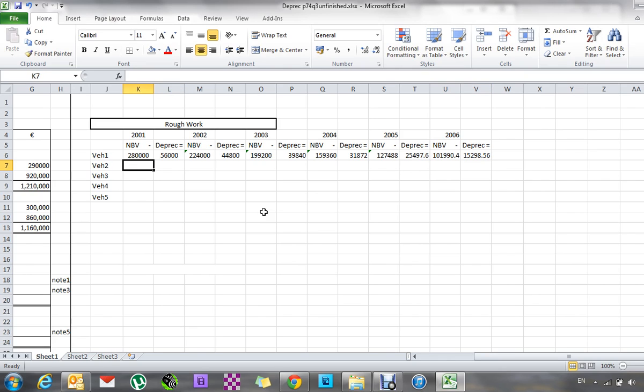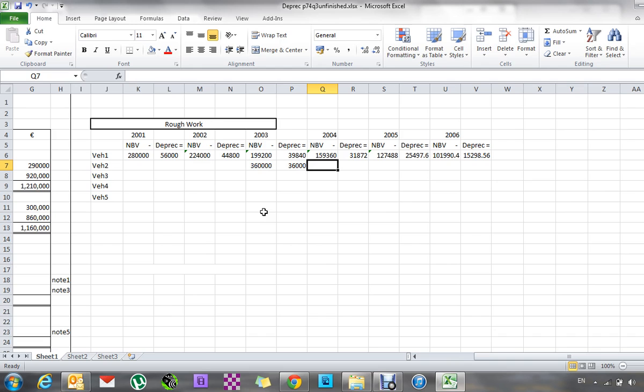Moving on to vehicle 2. Vehicle 2 I bought at the beginning of 03, so that's here. I bought it for 360 grand. Sorry, I didn't buy it at the beginning, it was the 1st of the 7th, so halfway through the year. So that's 360. So depreciation is going to be half of a full year, which is 10%. So that's that. This one here, this is vehicle 2.